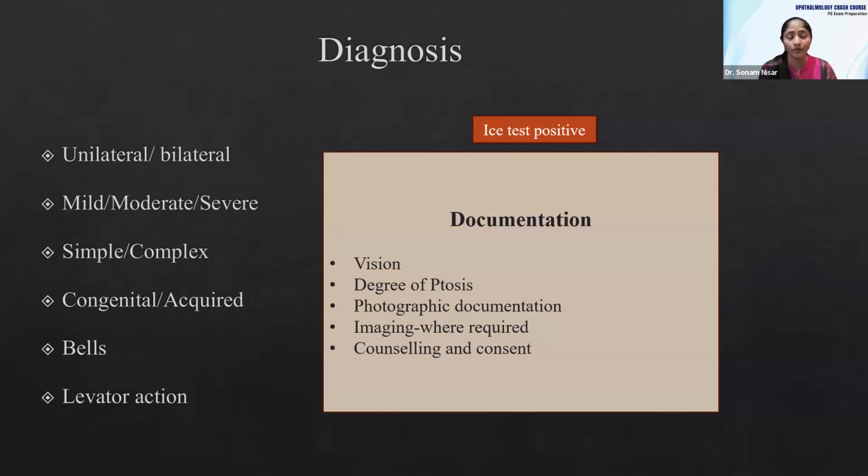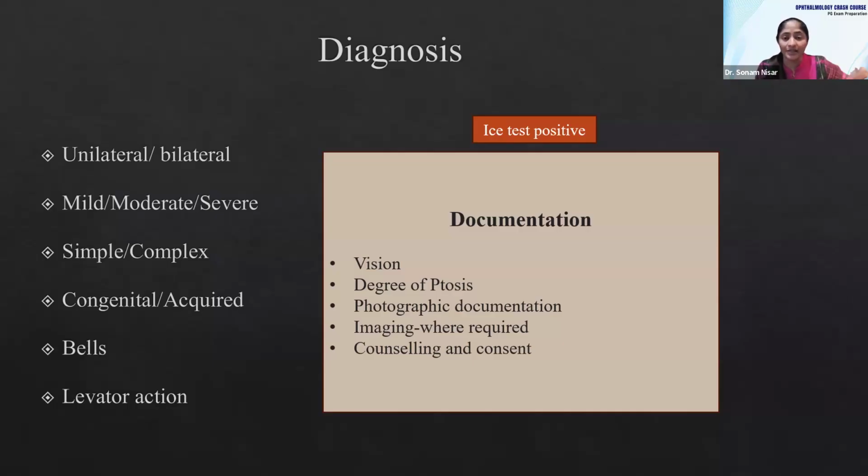Because sometimes, for all you know, the parents or the patient might be focusing on just one eye, but the other eye also might have some mild to moderate ptosis. Next is imaging where required. In cases where you are not sure of your complete diagnosis, where you have myopathic ptosis or neurogenic ptosis, it is always safe and good to get imaging done.